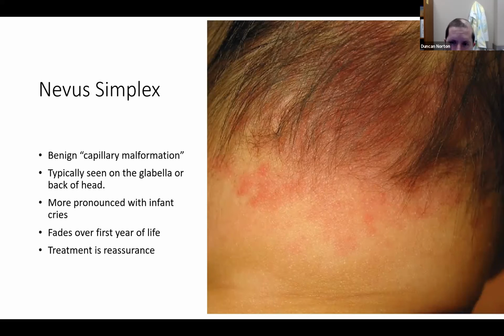They're extremely common. I bet you if you looked at the back of the head on one of your colleagues, you would find one. There's thought to be a genetic component with it, so they tend to run in families. You can ask parents if either one of them have it. It's caused by a capillary malformation. These get very red and pronounced when the kids get upset. They typically fade with time, much like hemangioma. And the treatment is just reassurance if the parents are concerned.